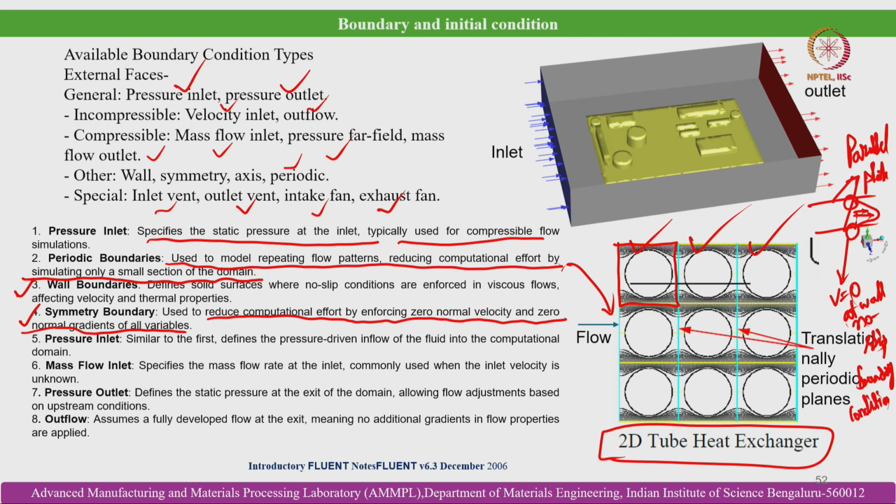So, the next in line is mass flow inlet. Like we discussed at the top, mass flow inlet is applicable for compressible fluids. It specifies the mass flow rate at the inlet, commonly used when the inlet velocity is unknown. Otherwise the velocity inlet boundary condition is used. Next is the pressure outlet. It defines the static pressure at the exit of the domain, allowing flow adjustments based on upstream conditions.